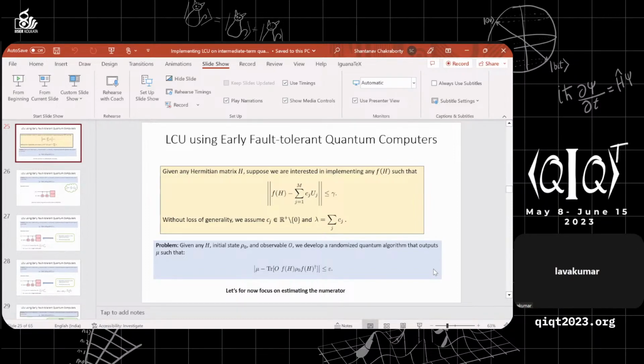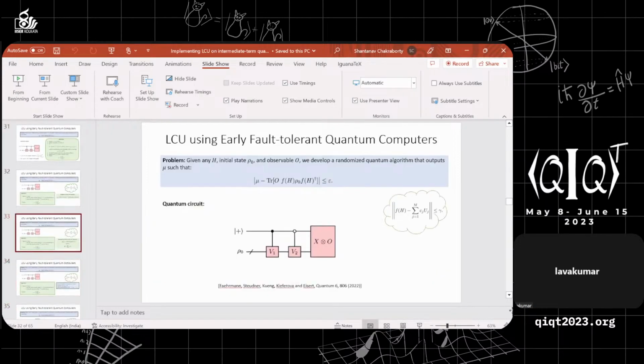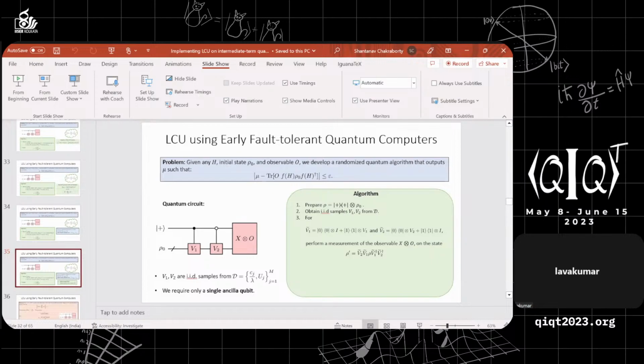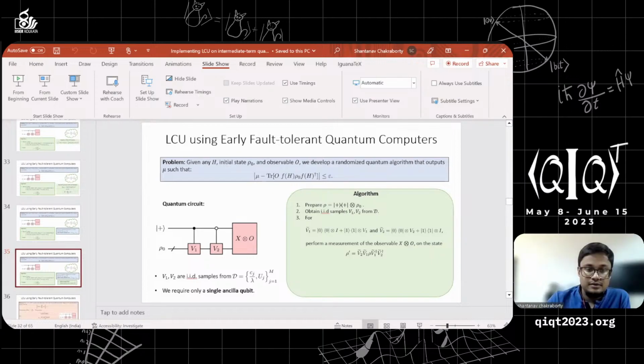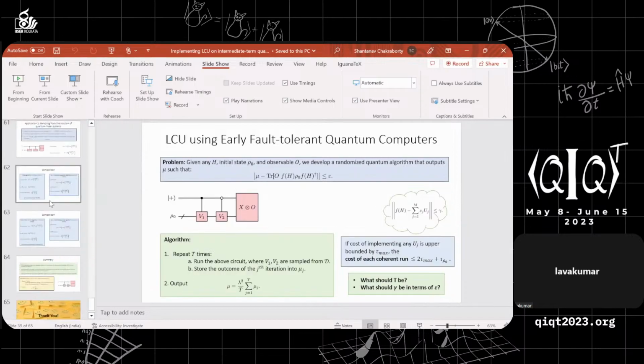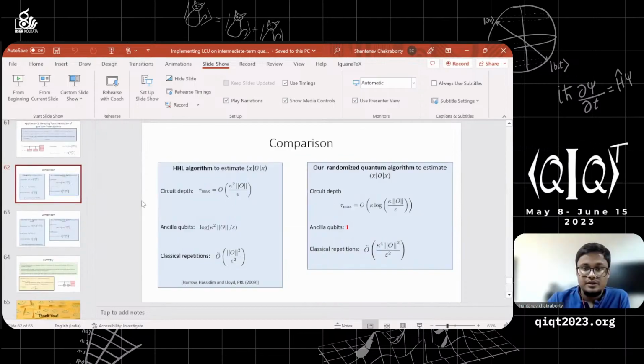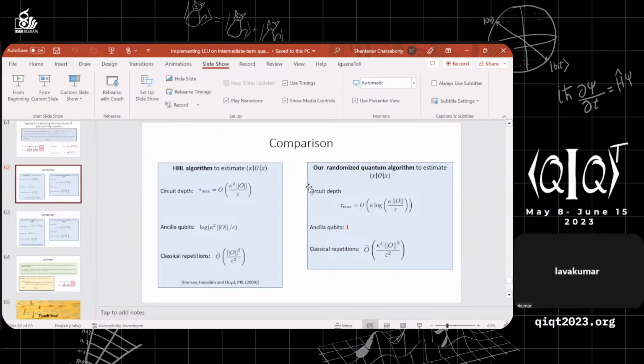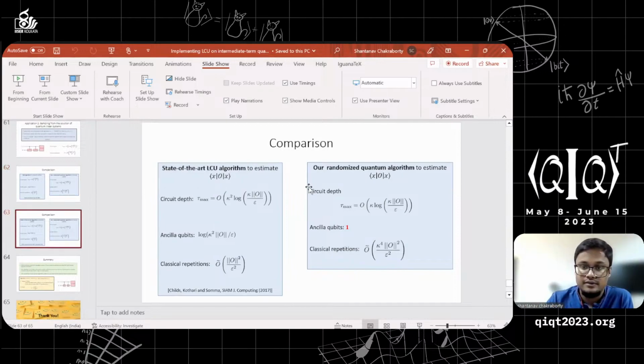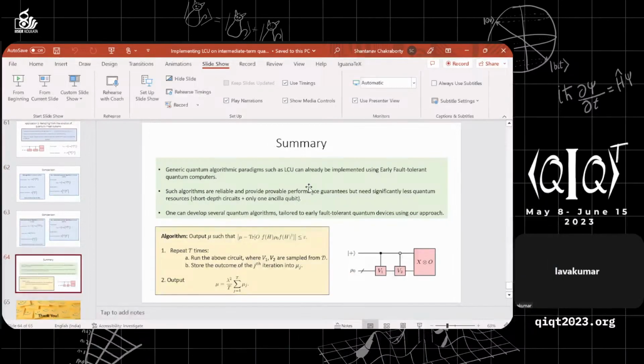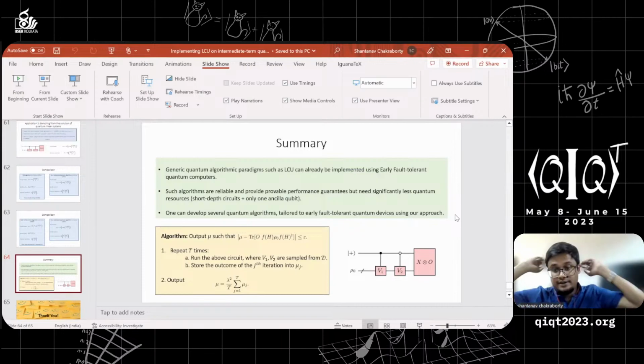On the slide near the bottom, you are comparing this randomized sampling to the standard LCU technique, and you are saying this is better. So how is that different from the comparison? It's the 63rd slide. We require only one ancilla qubit.